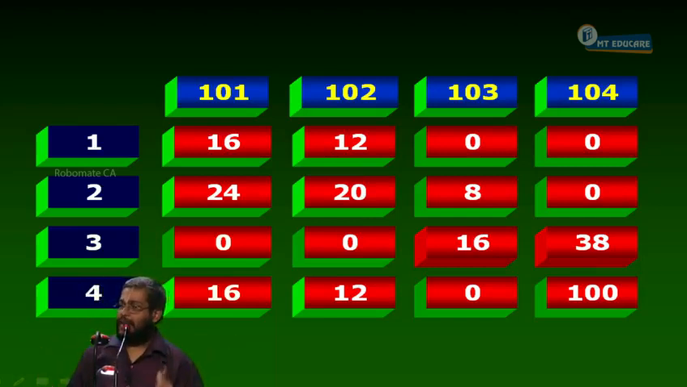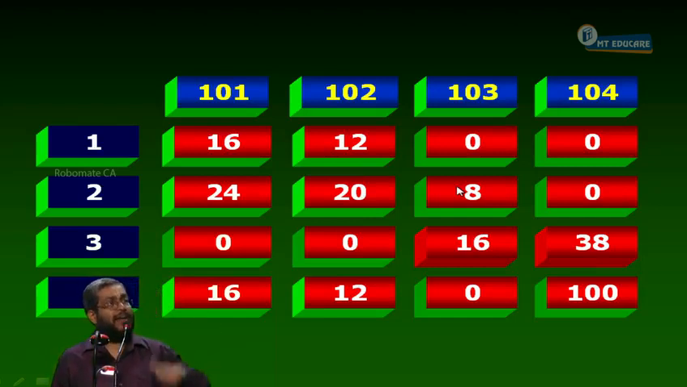Now, can you proceed? Any row with 4 zeros? No, sir. Any column with 4 zeros? No. Any row with 3 zeros? No. Any column with 3 zeros? No. Any row with 2 zeros? Yes. How many rows? The first row and the third row, two rows having two zeros. Any column with two zeros? Yes, two columns with two zeros. That is third column and fourth column.